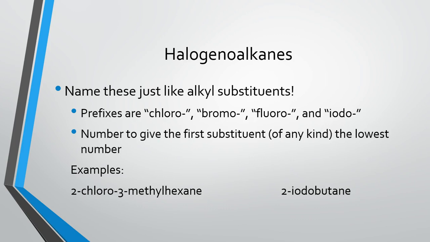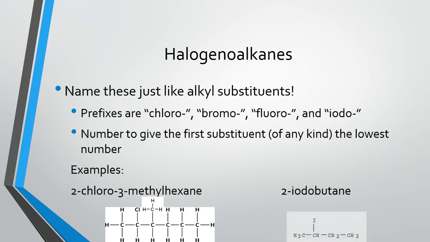Okay, so 2-chloro-3-methylhexane. So we draw a hexane chain. On the second carbon, we have a chlorine atom, and on the third, we have a methyl group. 2-iodobutane. This is condensed just because space is a little bit limited here. It's just a 4-carbon chain, and on the second carbon, we have an iodine atom.